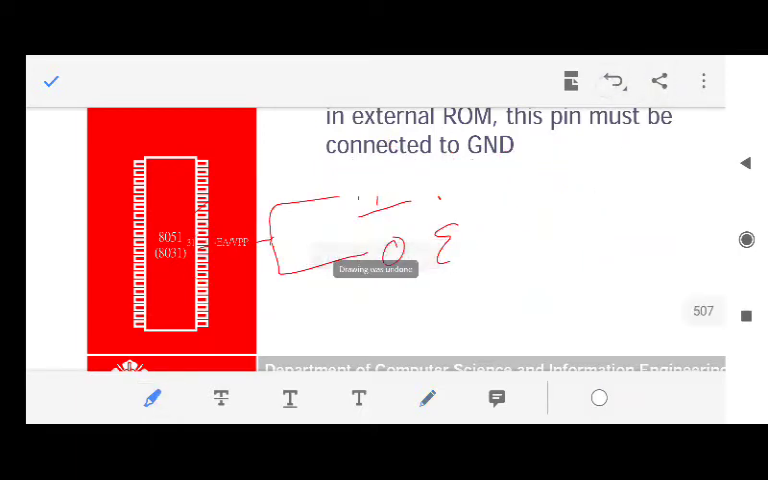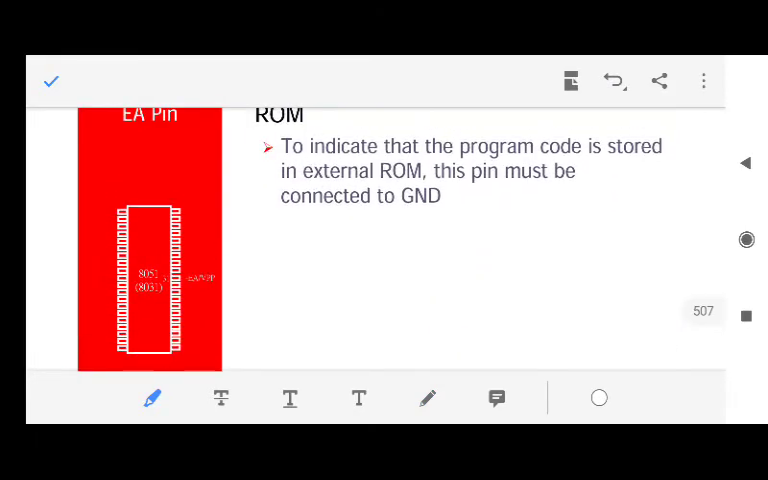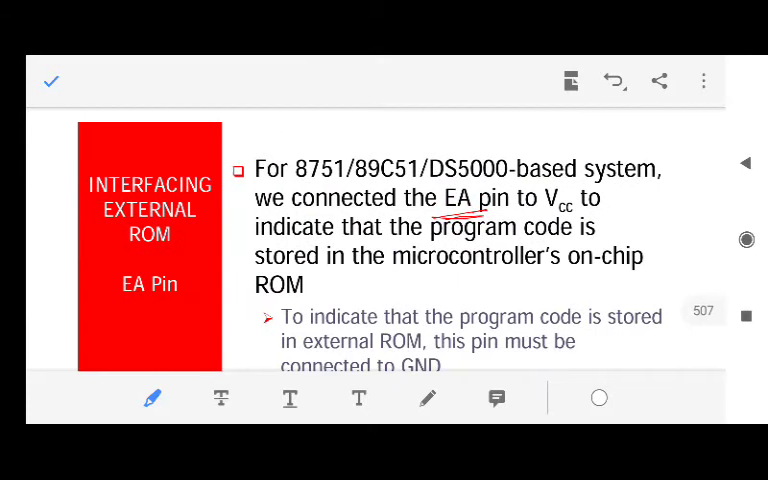For all the versions of the 8051, this should be remembered: the external access pin should be connected accordingly. I am again repeating, if it is connected to 1, that means it is using internal memory. For code, remember, it is for code. Code means instructions. Where are the instructions saved? Fine.